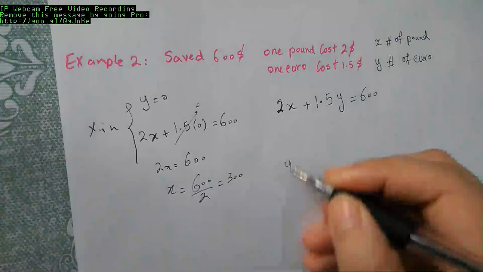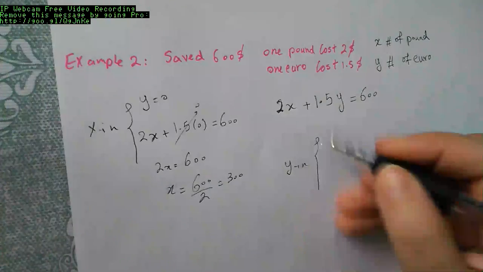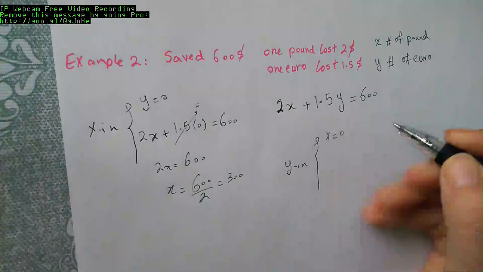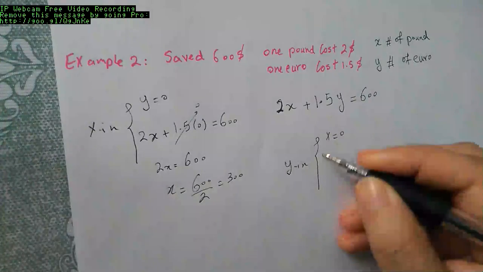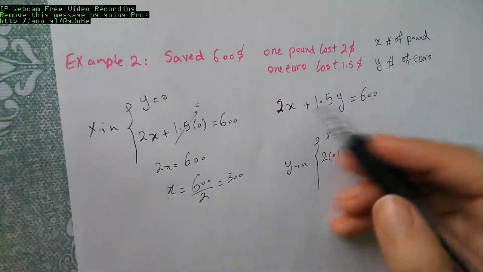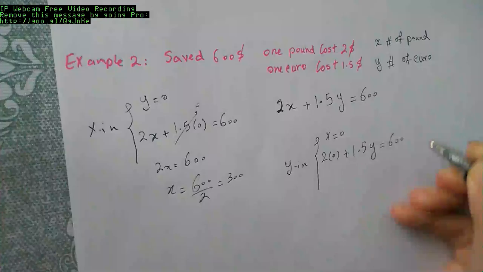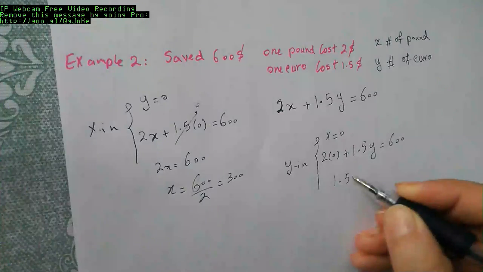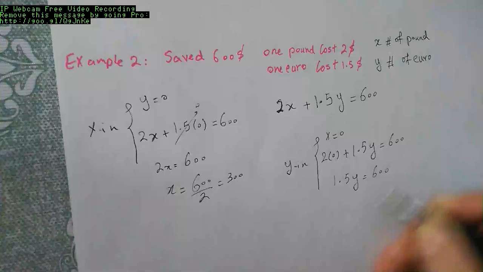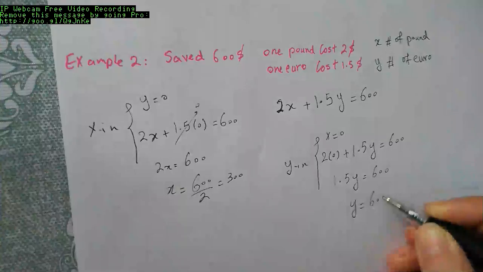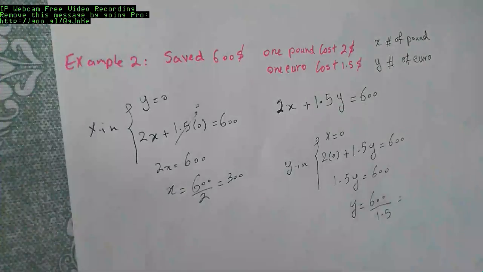Let's do the y-intercept. For the y-intercept, you put x as 0. So it's going to be 2 multiplied by 0, you plug it here, plus 1.5y is equal to 600. 1.5y is equal to 600. Y is equal to 600 over 1.5. Okay, let me just do that with my calculator. 600 divided by 1.5 is going to be 400.